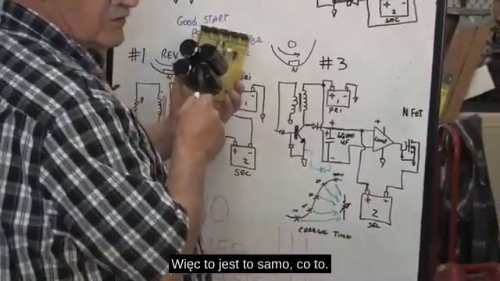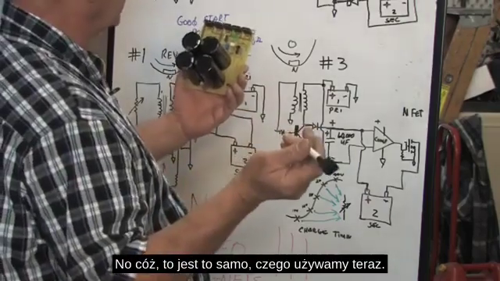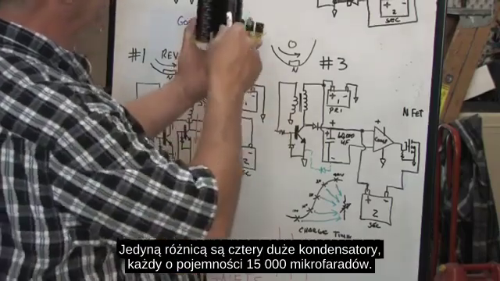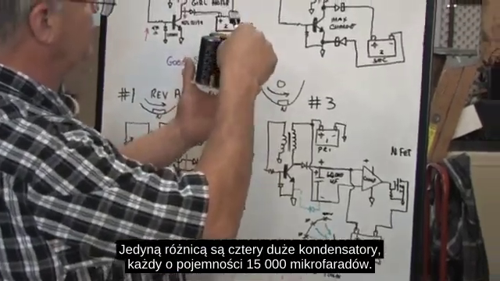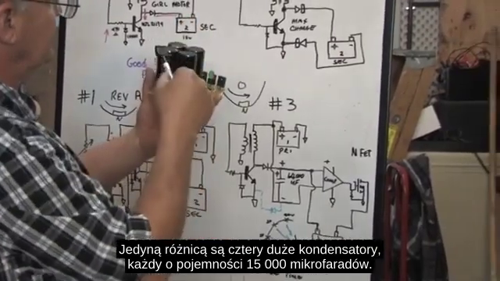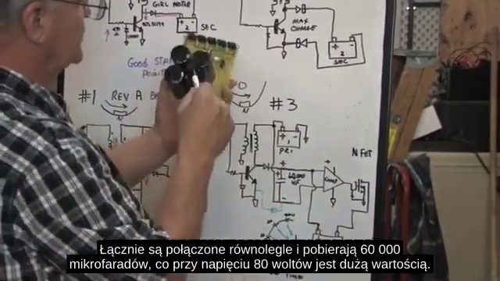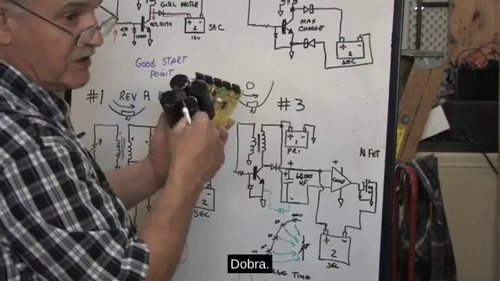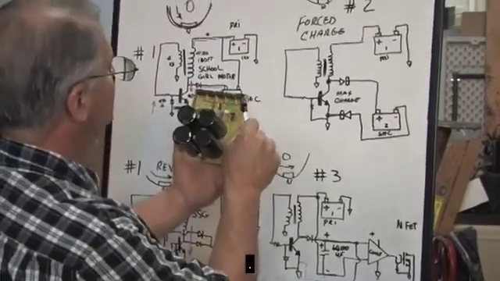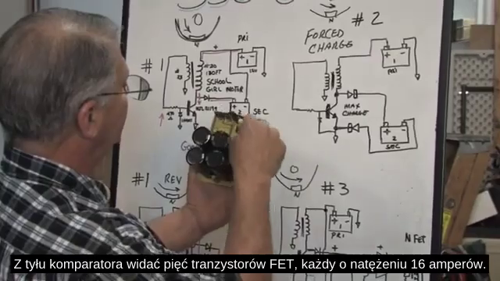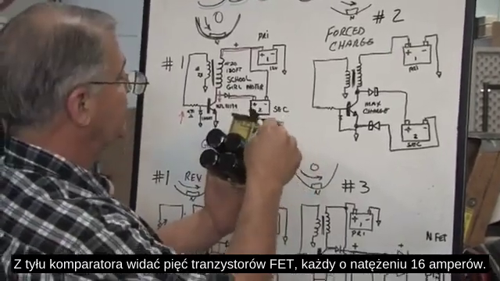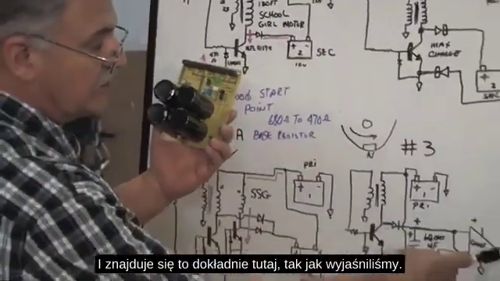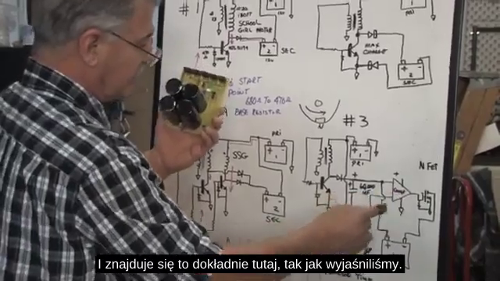So this is the same as this one here? Well, this is the same as what we're using right now. The only difference is there are 4 large capacitors, 15,000 microfarads each, in parallel for a total of 60,000 microfarads, which is a lot at 80 volts, if you bring it up to 80 volts. And of course, you see 5 FETs at 16 amps each in the back of this comparator. That's located right here, as we explained it.